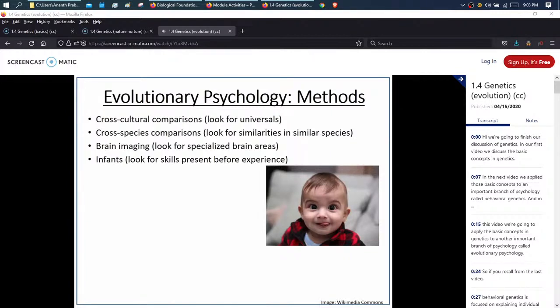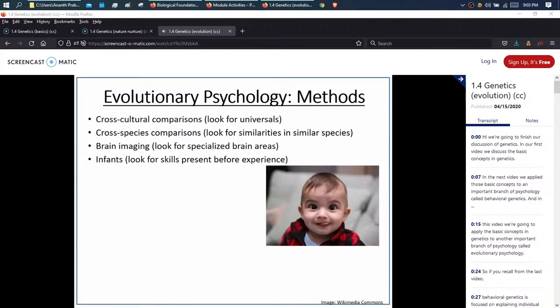Now, finding something all over the world doesn't tell you for sure that it's in our genes, but at least it tells you that this particular trait or behavior may be a candidate for an evolutionary explanation. But you have to combine that with other types of methods. So, for example, a cross-species comparison, so looking for similarities in similar species.